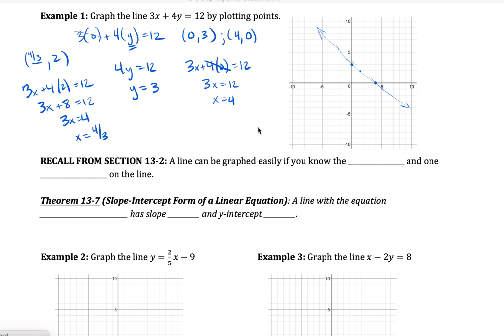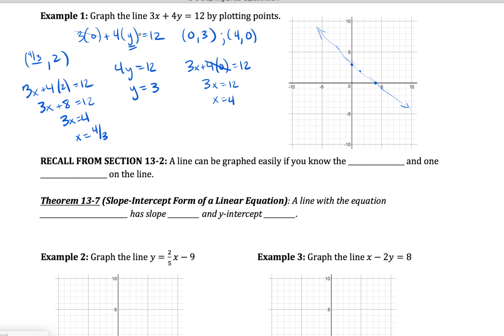If you've not watched part one of the 13-6 video yet, you need to do that before you jump into this one because this is part two. This is a continuation of what I talked about in part one. And what we're doing is we're looking at graphing lines, graphing linear equations.